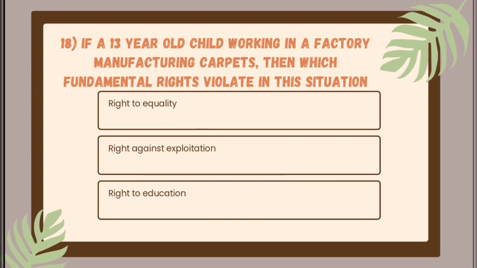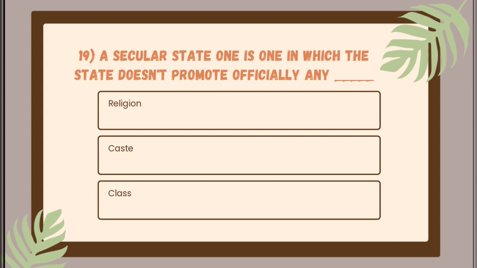Okay, next question, question number 19. A secular state is one in which the state doesn't promote officially any religion. The options for question number 19 are religion, caste, and class. And the correct answer is that a secular state is one in which the state doesn't promote officially any religion. Okay, next question, question number 20.